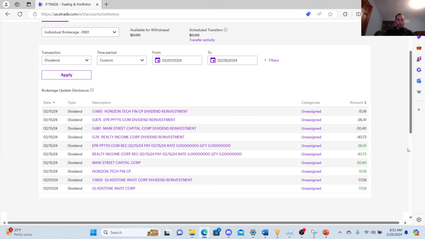Realty Income, $40.73. EPR Properties, $36.41. And I also made $18.04 with KLIP and $17.68 with gain. So I made a total of $176.01. So again, I'm not very satisfied with that. Again, you know, I made $932.59 on M1 Finance. So here's the thing.